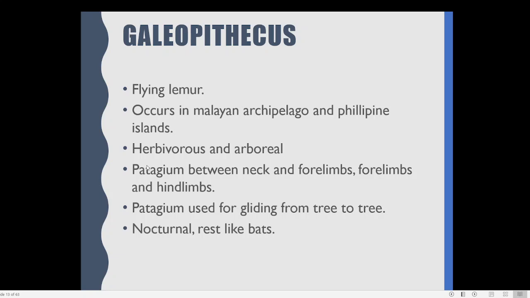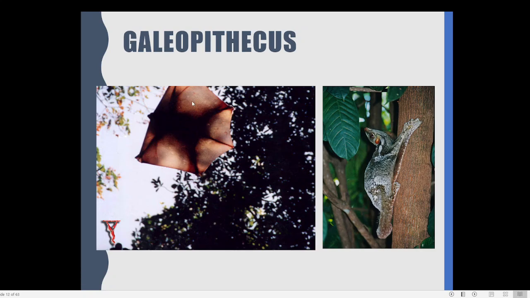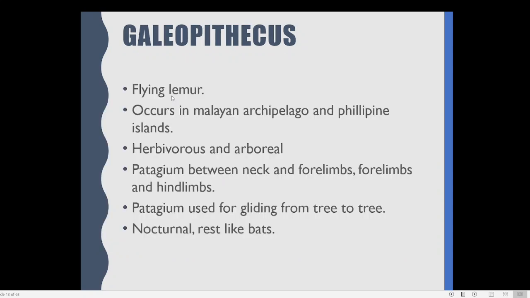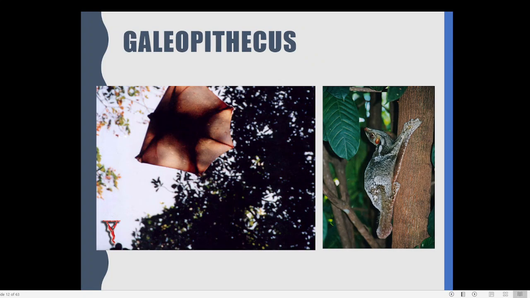Then one interesting thing about Galeopithecus is that it has a patagium. This structure is the patagium. Where is this patagium present? Between the forelegs, front leg and hind leg, then between the hind leg and the tail. So here we can find patagium, and here also. At the front also you can find a little patagium, between the neck and the forelimb, between the forelimb and the hind limb, and between the hind limb and the tail. So this is how the patagium is present.